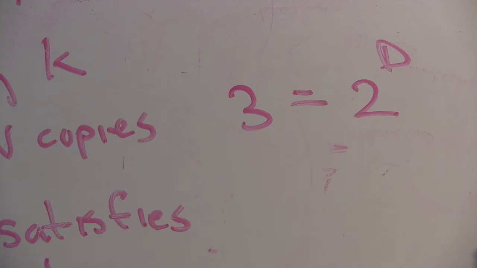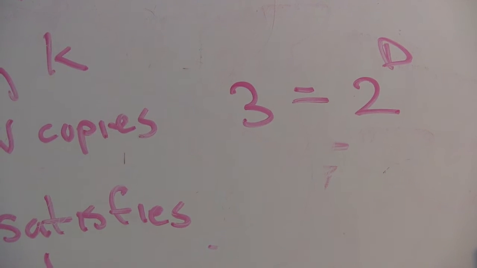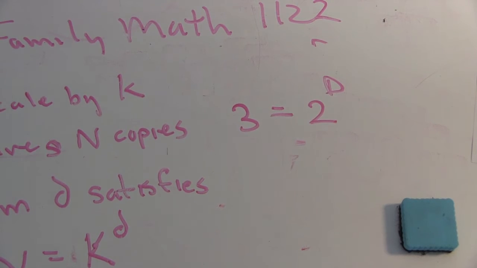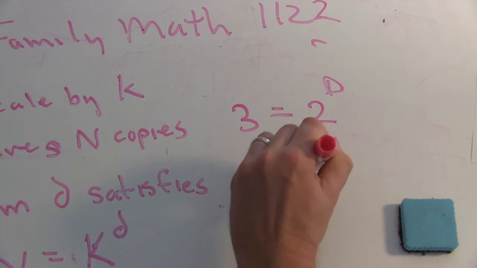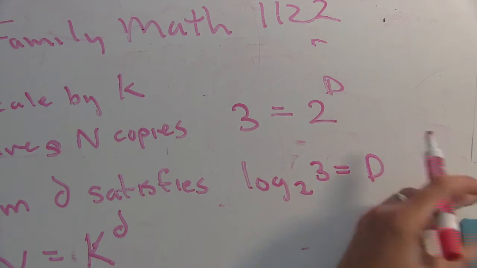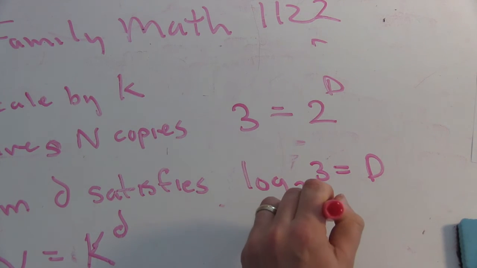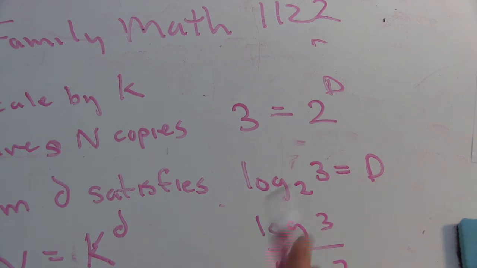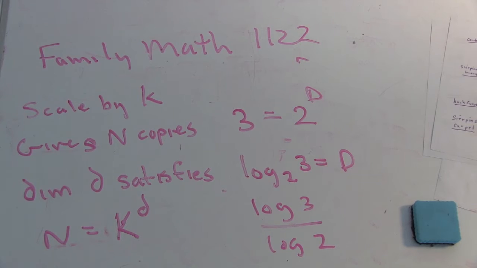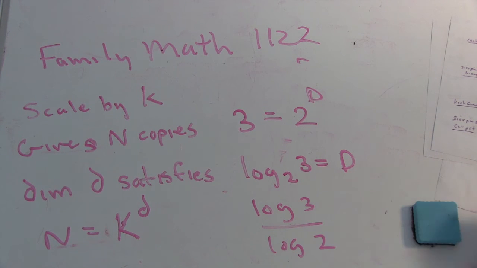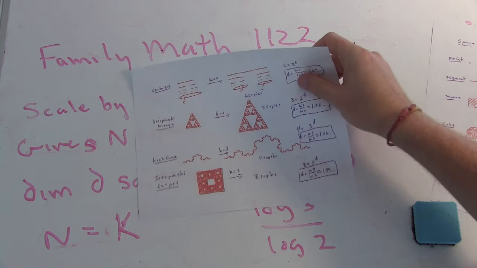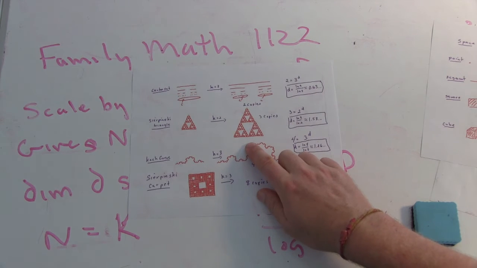Okay. So these equations are solved by something called logarithms. So I think it would be log base 2 of 3 equals d. That's right. Or we can say it's log of 3 over log of 2. Either way is actually fine. But yeah, so the dimension, using Dave's definition, the dimension of the Sierpinski triangle is log base 2 of 3.